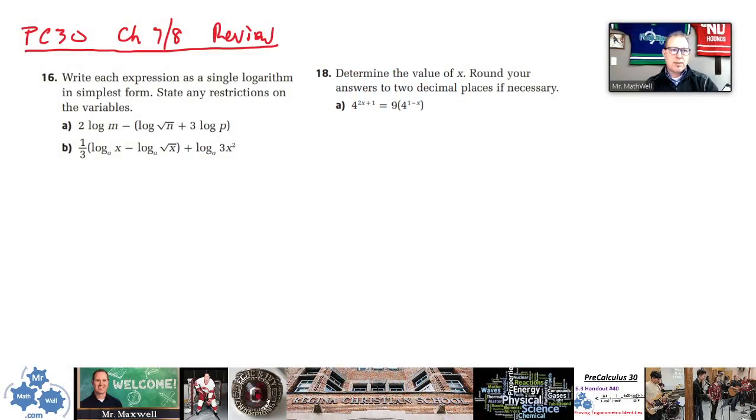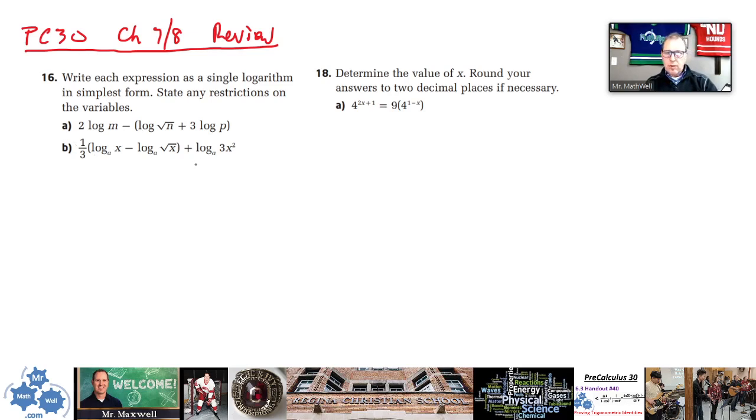Okay, so again, pre-calculus 30, we're looking at chapter 7, 8 review questions. I was asked about number 16b and 18a, so let's take a look at those. 16b says, write each expression as a single logarithm in simplest form and state any restrictions. Okay, so let's take a look at b here.